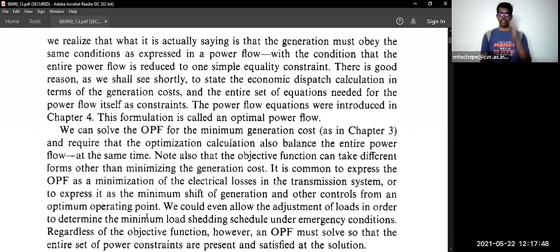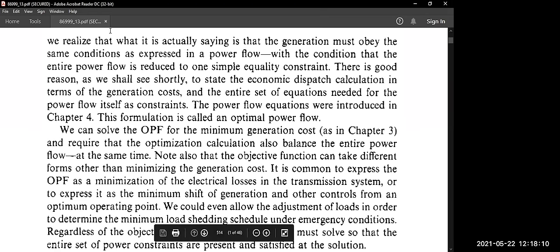So there is no shift in generation. There is no requirement that you suddenly increase the generation. That is minimum shift in generation, and also in other controls, from the optimum operating point.